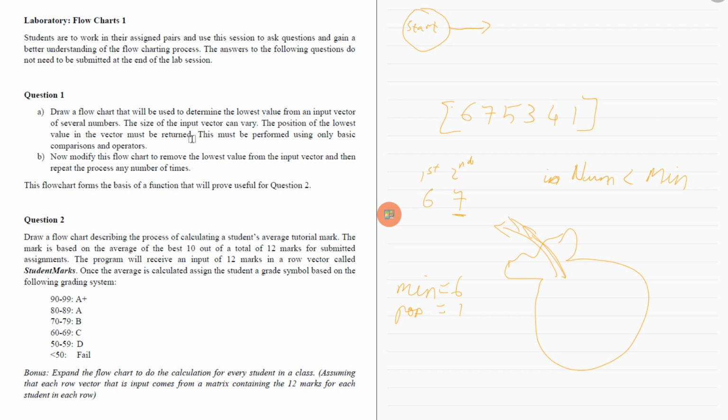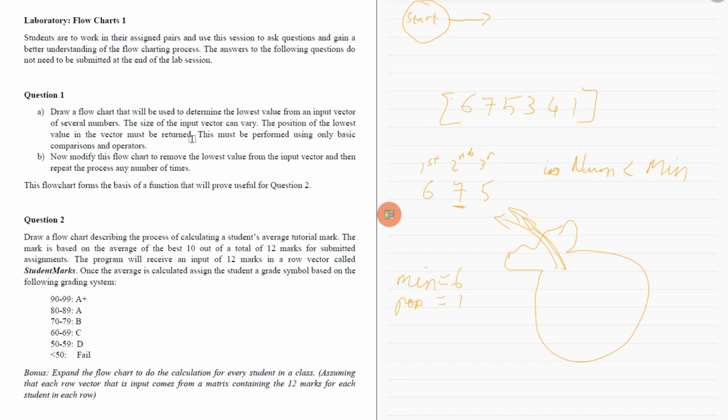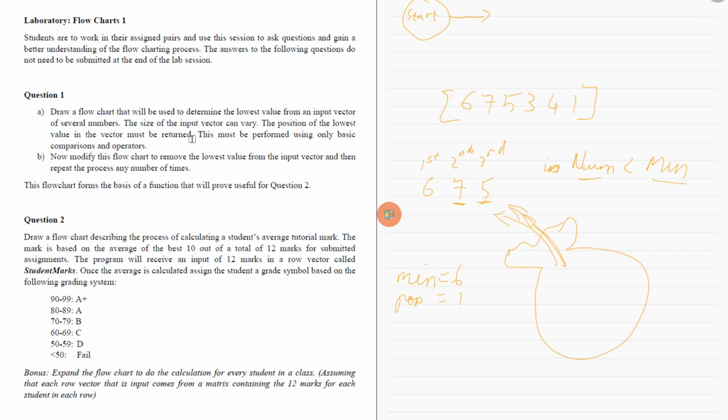So we take out another number. We have a 5. That's now the third number that we've taken out of our bag. Now we check, is this number smaller than our minimum? In this case, yes it is. So our minimum is no longer 6, it is 5. And the position of that minimum is no longer 1, it is 3.